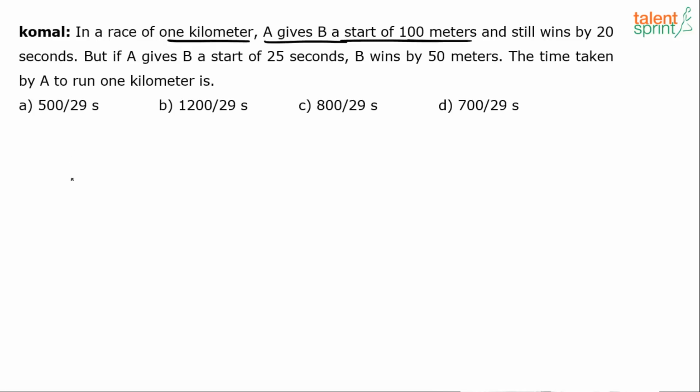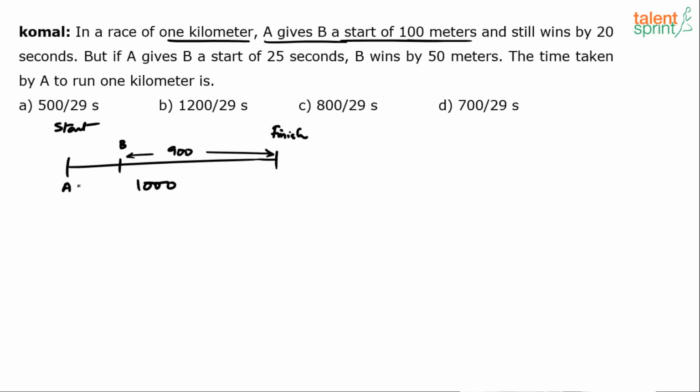So look at this. This is the 1000 meter length, let's say. This is the start line and this is the finish line. A is giving B a start of 100 meters. So A will be at the starting point only, here. But B will be 100 meters ahead. B will be at this point. So B has to cover only 900, while A has to cover the full 1000. This is the start of 100 meters. That's the difference.